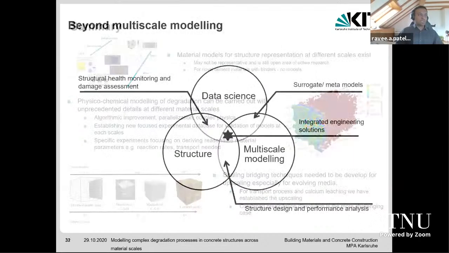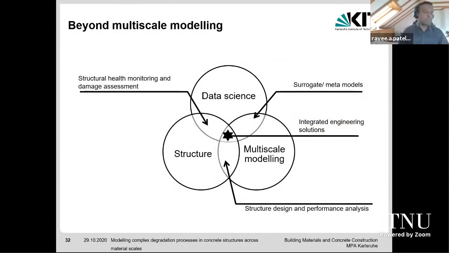To conclude and to give food for thought, what is the importance of multiscale modeling when we're talking about concrete structures as a civil engineer? So thinking beyond multiscale modeling, one can think of the modern computational tools and structures. They can be linked fundamentally. For instance, we can link data science, multiscale modeling, and structural engineering.